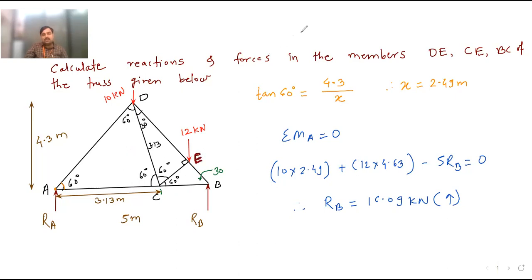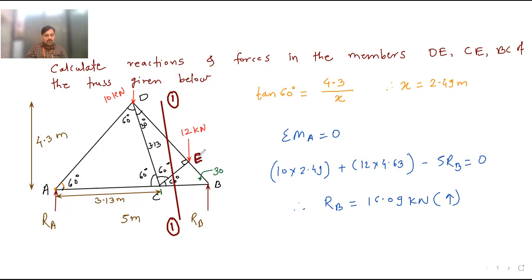So now we will pass the section in such a way that the section will cut a maximum of 3 members, and we want to cut these members. So DE, CE, and BC. So how will we pass the section? We will pass the section like this. Now this section, I will call section 1-1. Okay. So this section is now cutting these members.